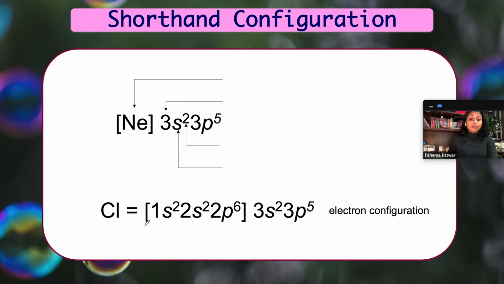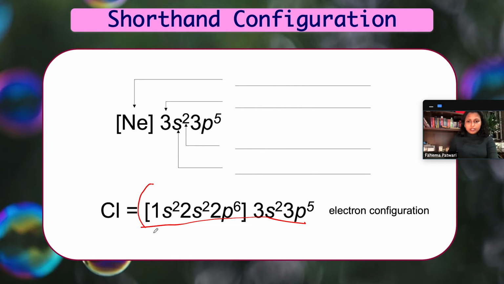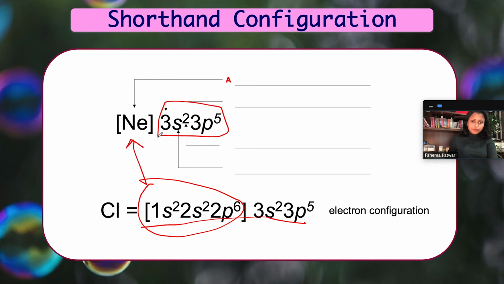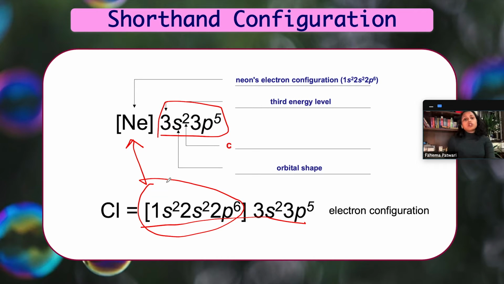Right, so this is the full electron configuration for chlorine, which is very long. So instead of writing this, you write it as that instead. Shorter, neater. The outer ones stay the same. Those are the ones that are going to interact in chemical reactions anyway. Those are the ones that matter. And those outer ones are on the third energy level.